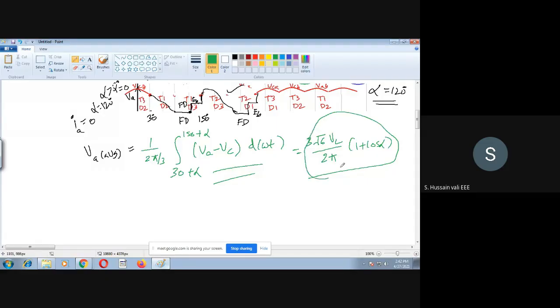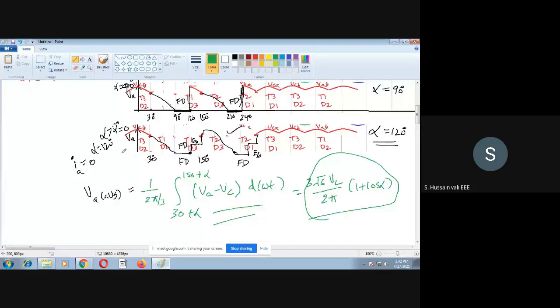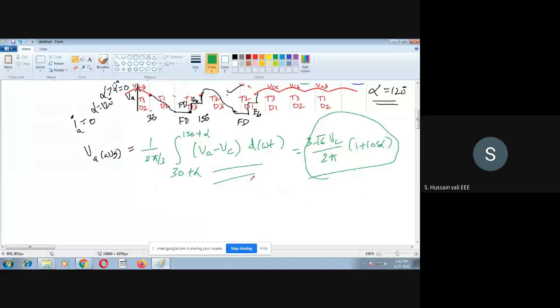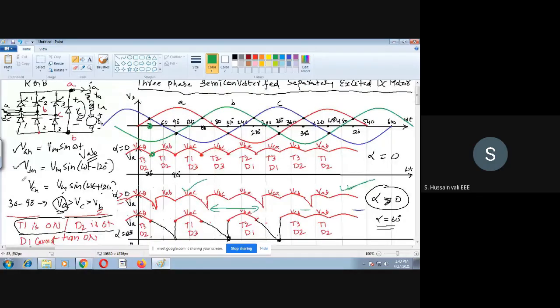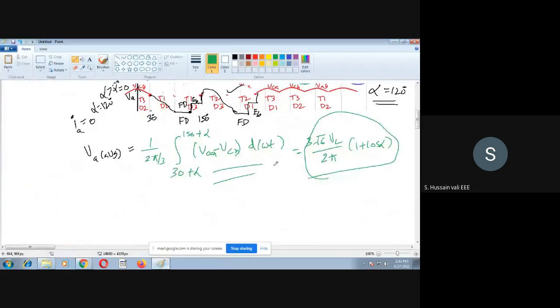You will know yourself what will happen here. Please do the derivation, because VA, VC, in the sense, let me tell you, VA in the sense VAN, VCN. So you know the waveforms of VAN, VCN. You see here, this is VAN, this is VCN. Substitute there in this duration, then you must get this answer.